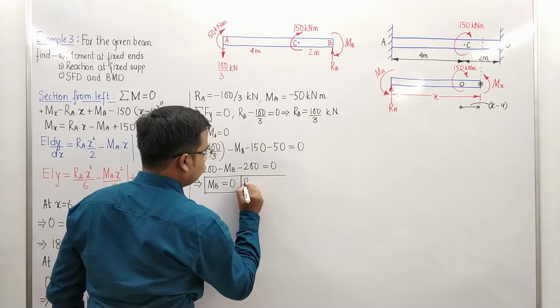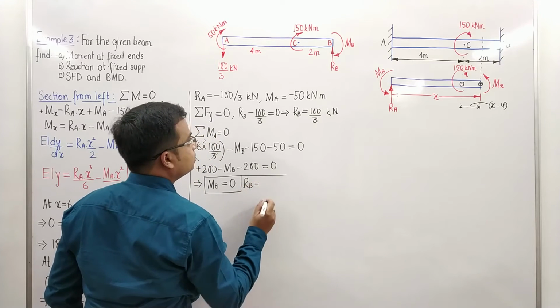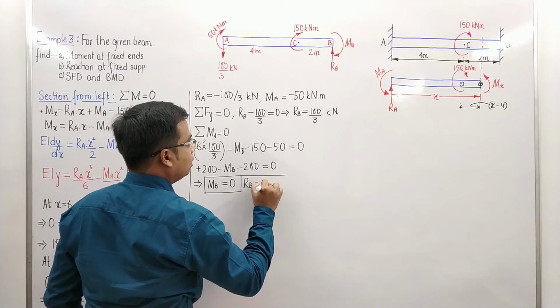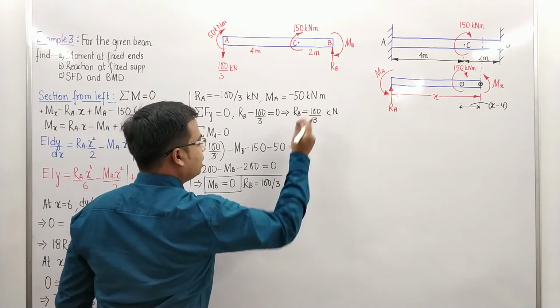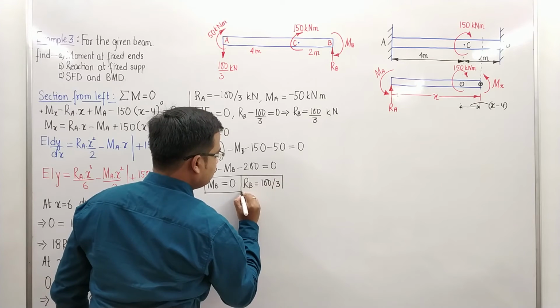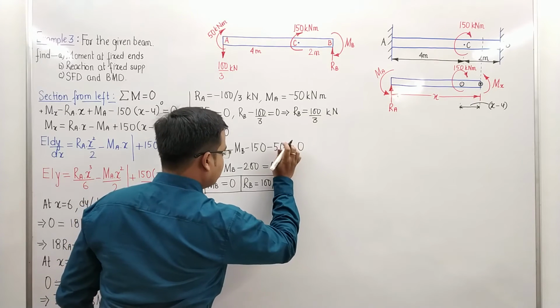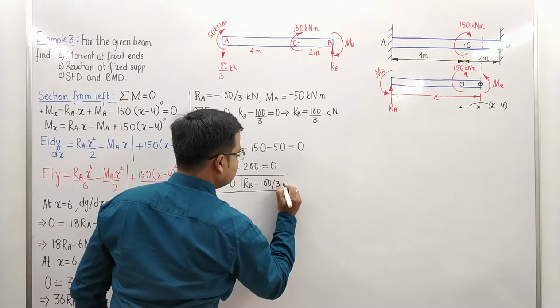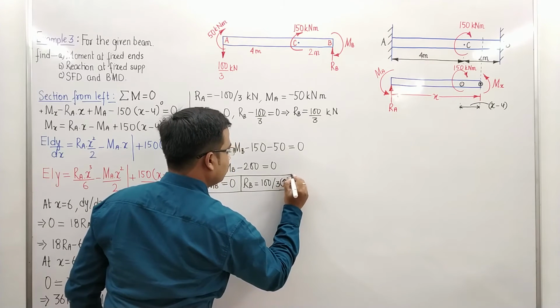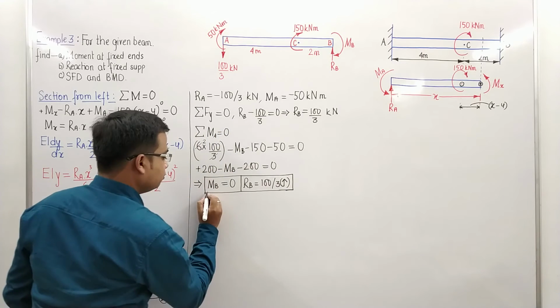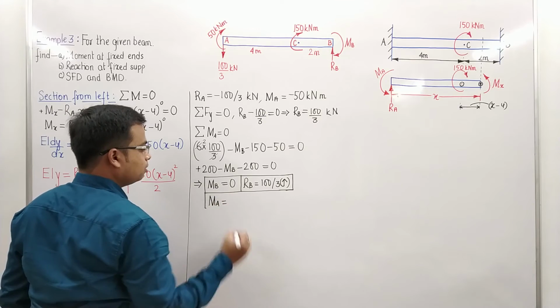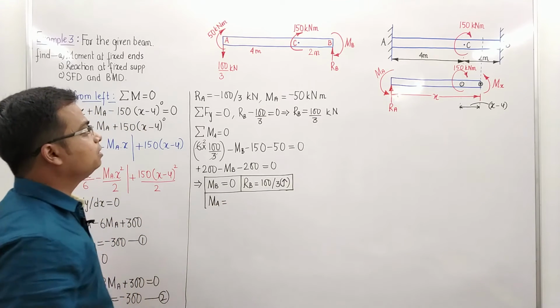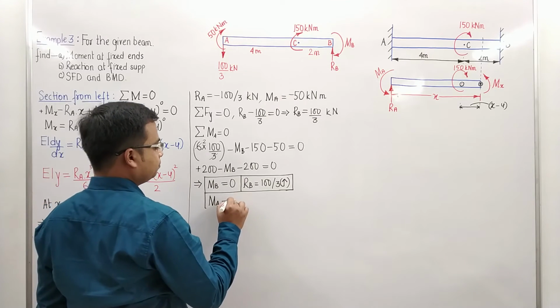Now you know MB is equal to 0. Apart from this, you also know RB is 100 by 3. The direction that we chose was upward, and the answer is also positive. That means the upward direction is absolutely fine. You can also put this sign up. The second answer which we got from MA, MA worked out as how much? Let me see. 50 kNm.